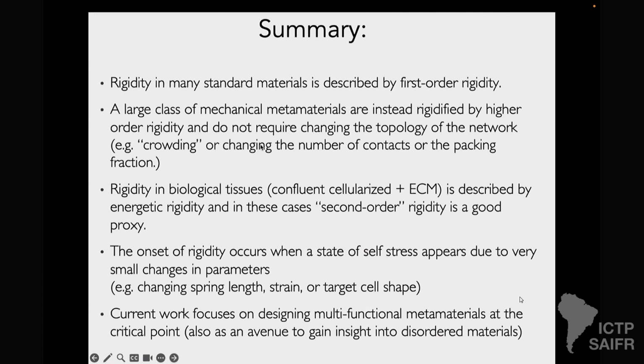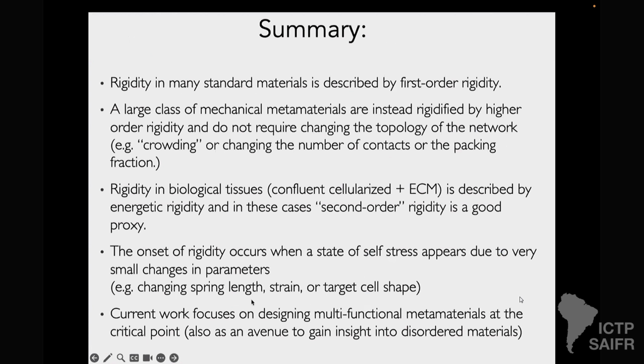Rigidity in biological tissues, both in confluent cellularized tissues and in extracellular matrix, is described by energetic rigidity, and second order rigidity is a good proxy for energetic rigidity in those cases. In other words, they are second order rigid. The onset of rigidity occurs when a state of self-stress appears due to a very small change in parameters.